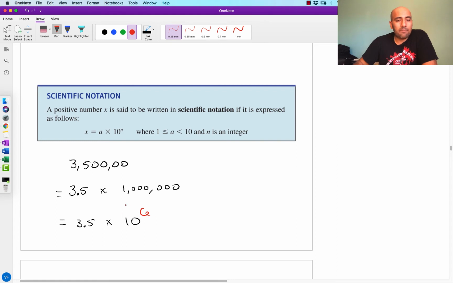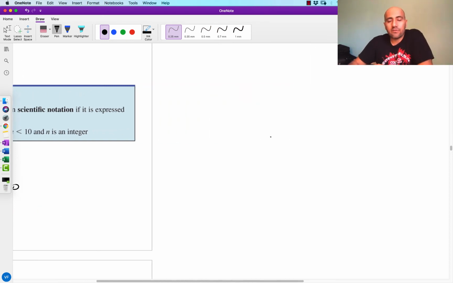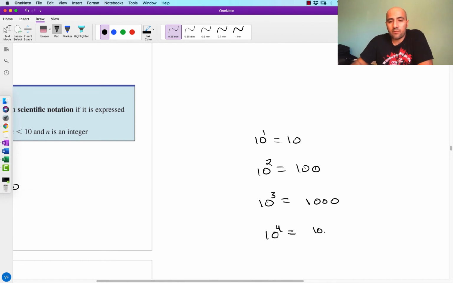And it's a nice pattern that happens with powers of 10, right? Let me refresh your memory on that in case you forgot. So here's powers of 10. If we have 10 to the power of 1, obviously that's just 10. 10 to the power of 2, that's 10 times 10, that's going to be 100. 10 to the power of 3, well, that's 10 times 10, that's 100, times another 10, that's 1,000. And 10 to the power of 4, we end up with 1,000 times another 10. That's going to be equal to 10,000.